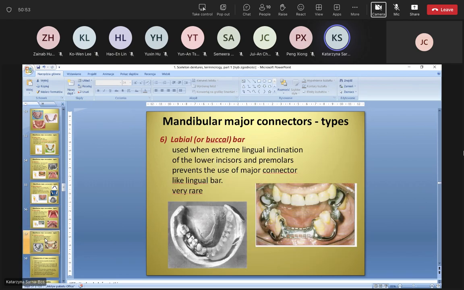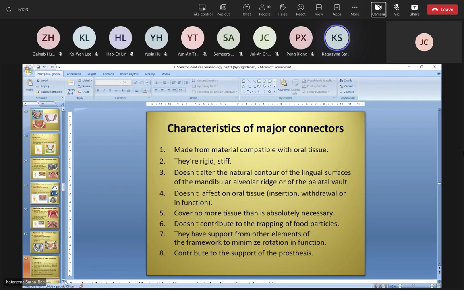And the last one, labial or buccal bar. It is used when extreme lingual inclination of the lower incisors and premolars prevents the use of major connectors like lingual bar. And this kind of major connector is very, very rare because, as you see, this is ugly and non-aesthetic, so it is very rare in use.